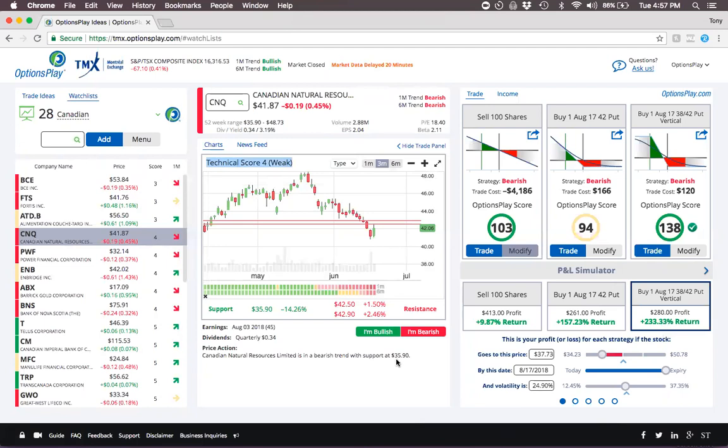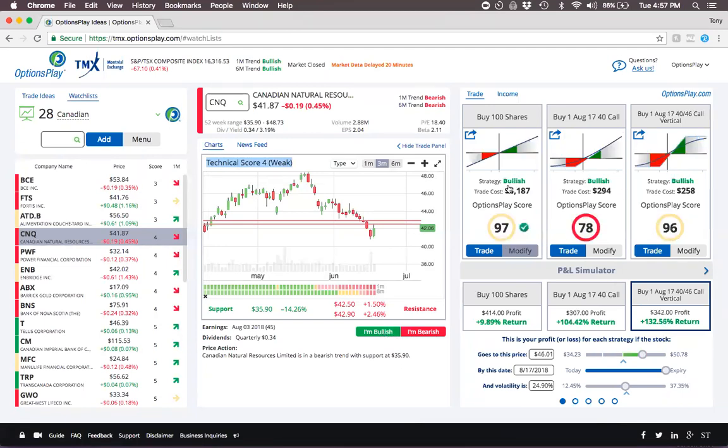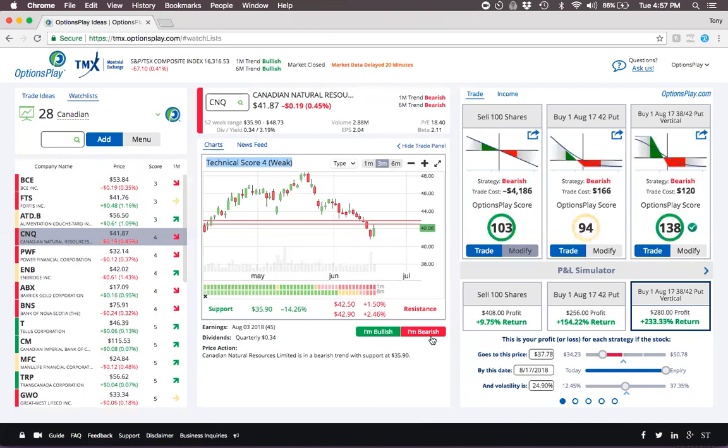Once you have that view, you can click on I'm bullish or I'm bearish. When you click on I'm bullish, you'll be presented with 3 bullish strategies as starting points to help you gauge, here are some ideas on how to take advantage of a bullish view. And bearish, same thing, gives you some bearish strategies. Use the P&L simulator. It's going to allow you to definitively tell you which strategy is best.